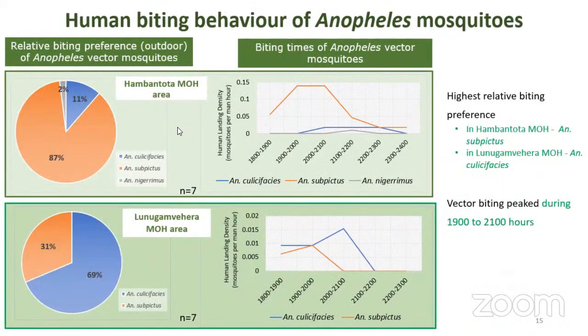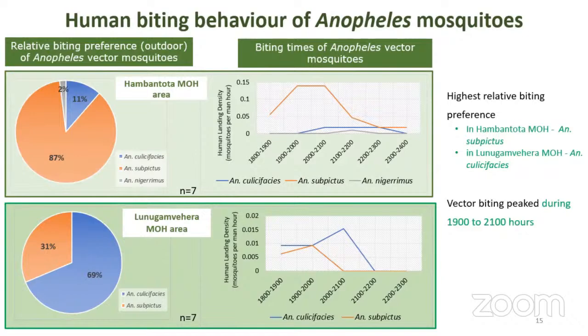Human biting behavior of Anopheles mosquitoes. In the Hambantota MOH area, Anopheles culicifacies, Anopheles subpictus, and Anopheles nigerrimus showed outdoor human biting behavior. The highest biting preference was shown by Anopheles subpictus, which is 87%. The relative biting preference of Anopheles culicifacies was 11%. The outdoor biting peak for Anopheles subpictus was observed from 19 to 21 hours. Anopheles culicifacies biting was observed during 20 to 22 hours.